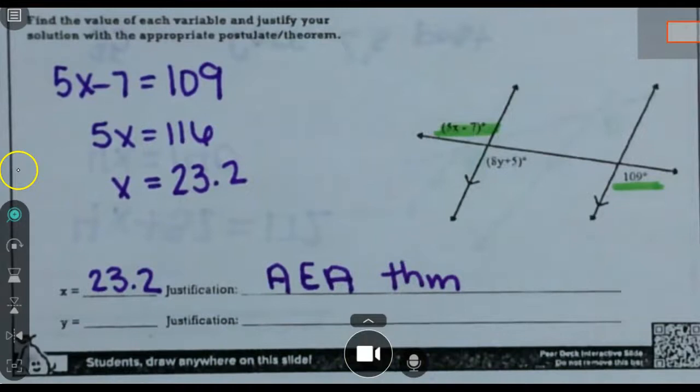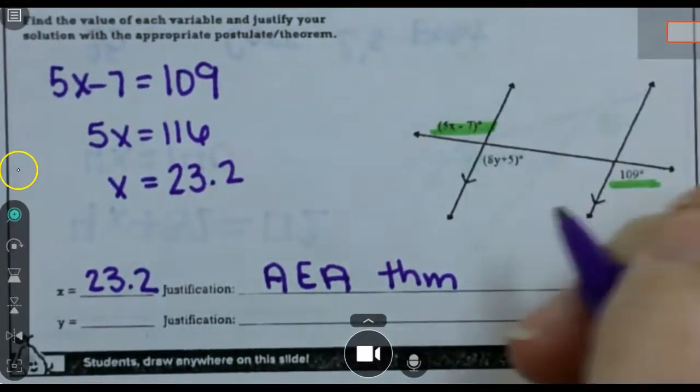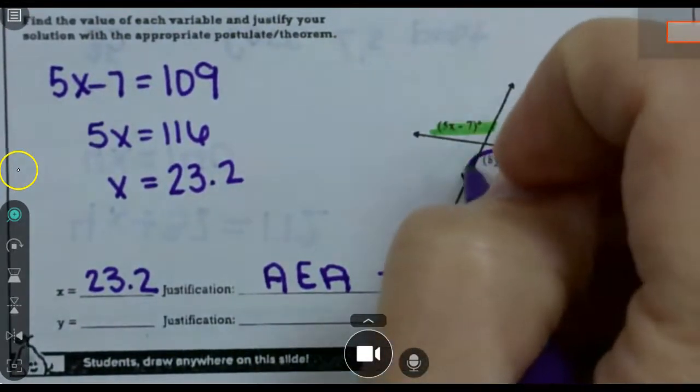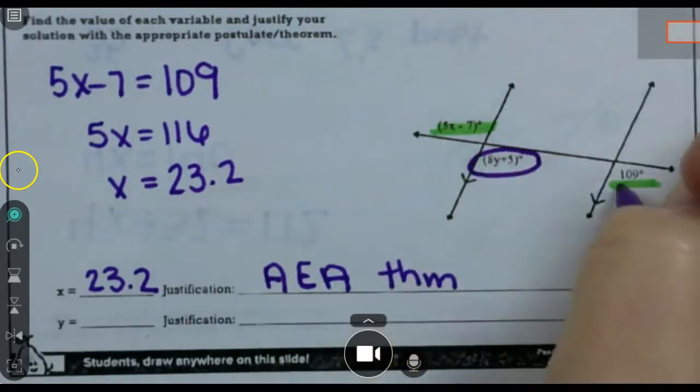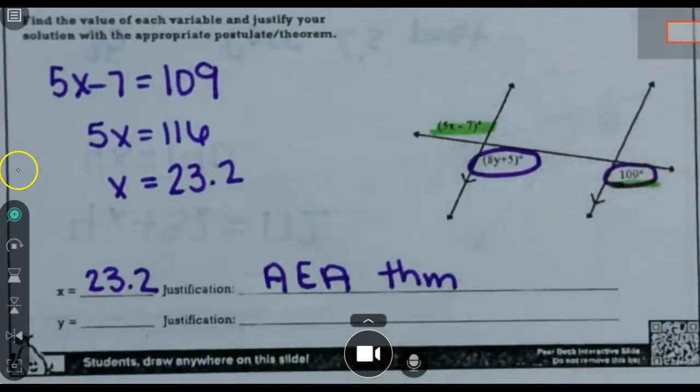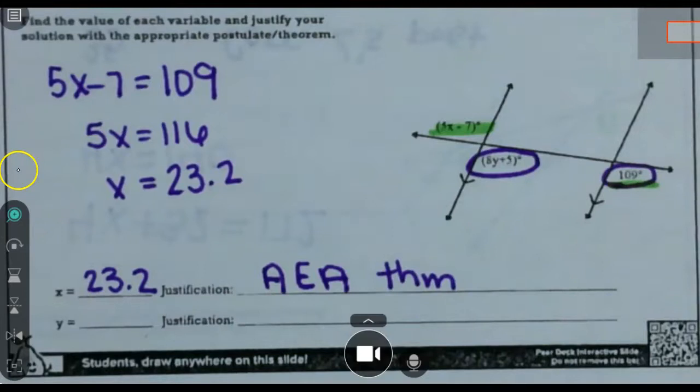Okay, now what about y? So there are times when it's going to be important for you to plug x back in, or to plug the first thing you find back in. That is not this problem. We actually don't have to do that because, and you should always check and see, does this y portion have anything to do with 109? Are they related at all? And the answer is, again, yes, they are. They're corresponding. And if they're corresponding, that means I can set them equal.